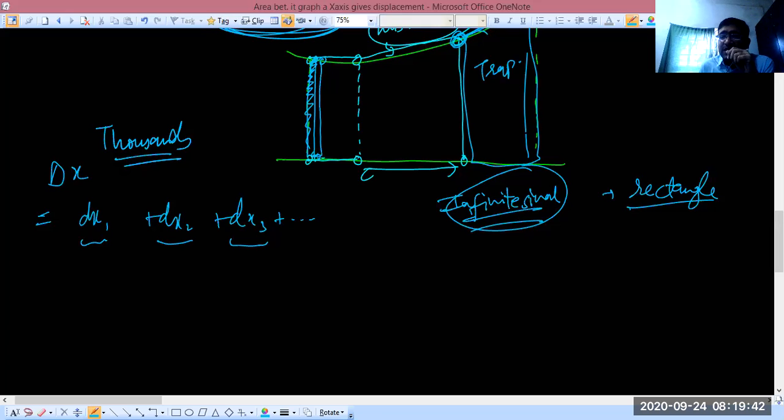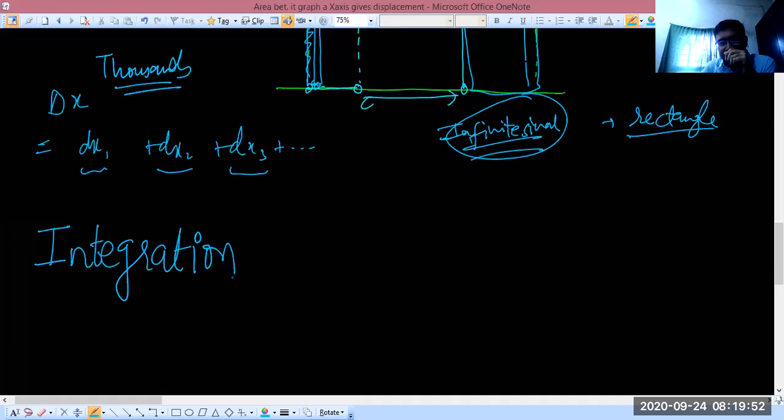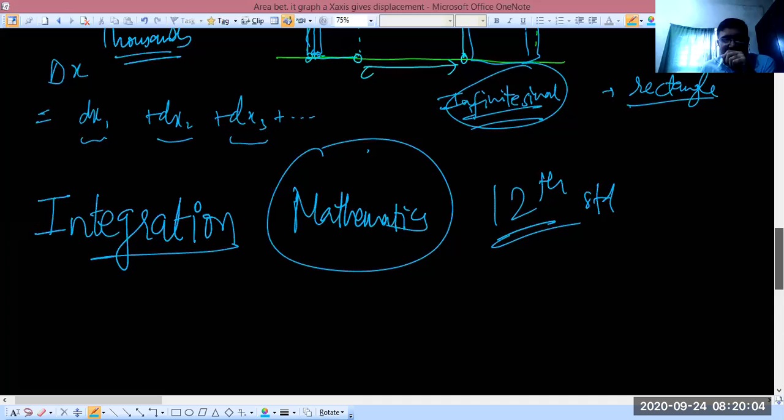And that is why we have a very nice thing in mathematics. To do this kind of thing, we have something called integration in mathematics. This is something that people are going to study in 12th standard. Okay, but we can't wait. I have to tell you that, otherwise you'll not understand physics.